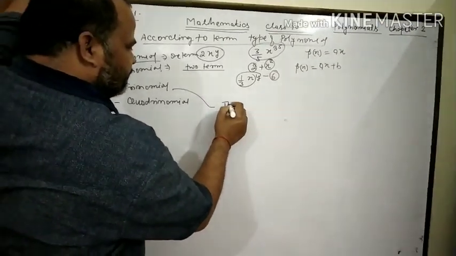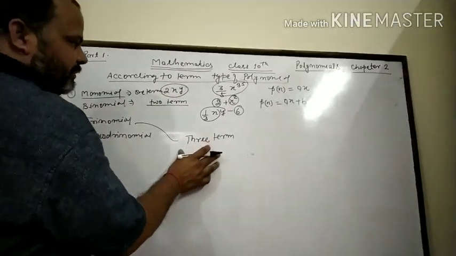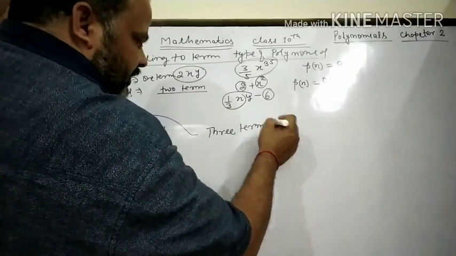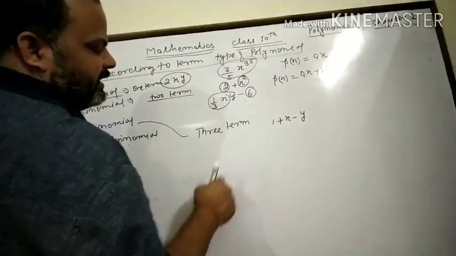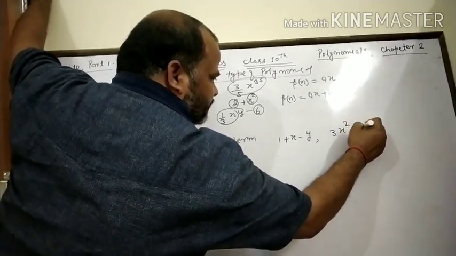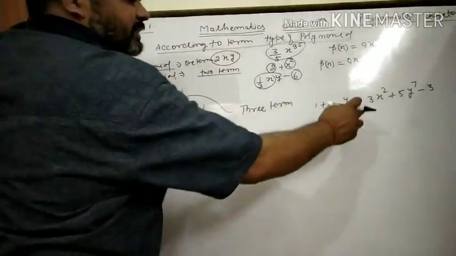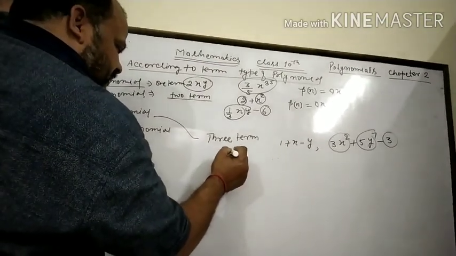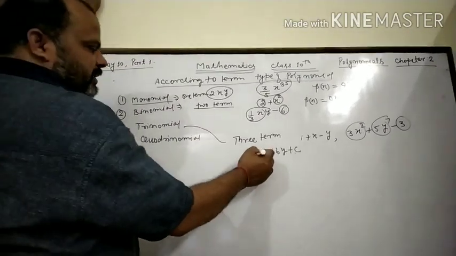Then after, trinomial. A polynomial with three terms is called a trinomial. Like 1 plus x minus y, there are three terms, that's why it is a trinomial. 3x square plus 5y to the power 7 minus 3 is also a trinomial because it has three terms. Then the standard form of the trinomial is ax plus by plus c.